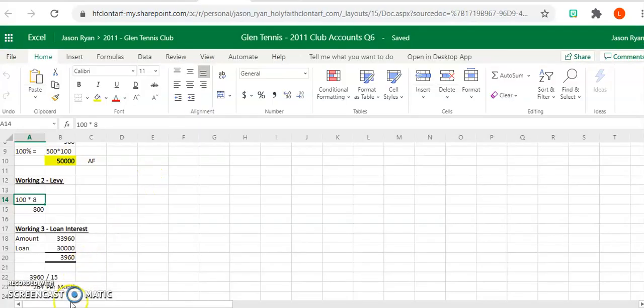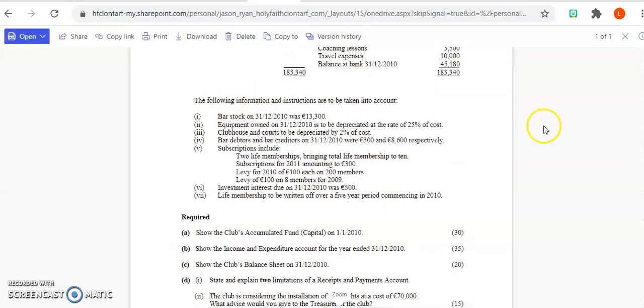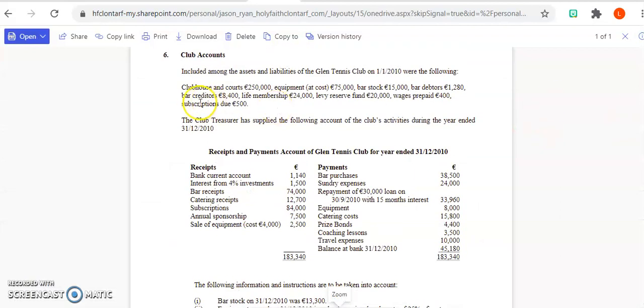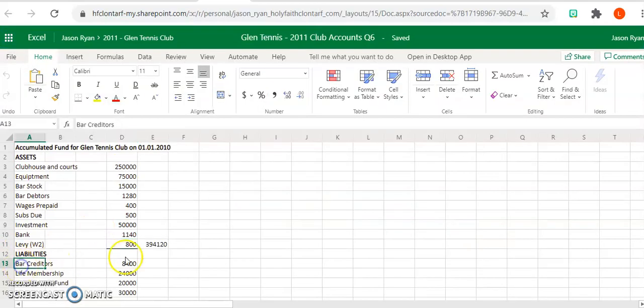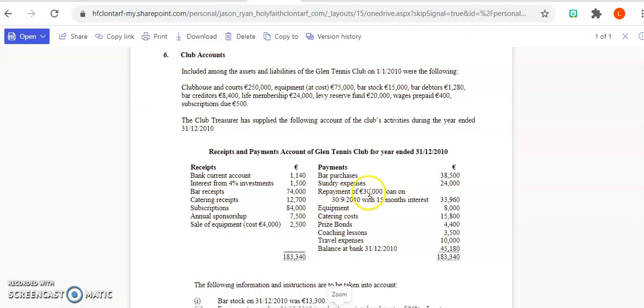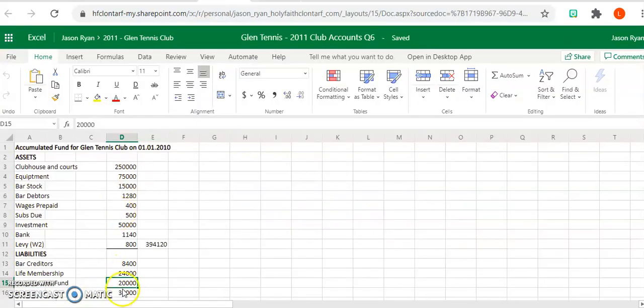Your assets then, so when we look down through our assets, we'll have your bar creditors is the first one. So bar creditors will have life membership, or sorry, your liabilities. The first one is going to be your bar creditors, your life membership, so people who are life members of the club, your levy reserve fund, so that's money that we get for a specific purpose. That's also a liability that we owe back. So they're the three. So creditors 8,400, life membership 24,000, levy reserve 20,000, and the next two then you're going to have is your loan of 30,000. So that's going to go straight in.